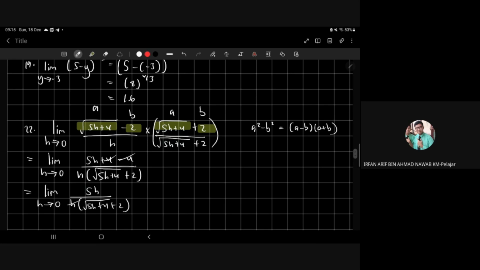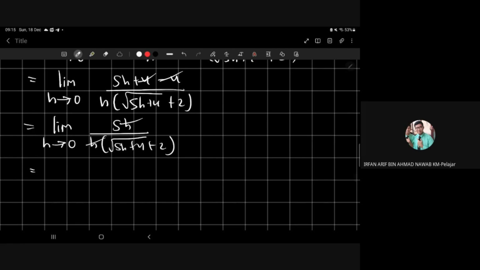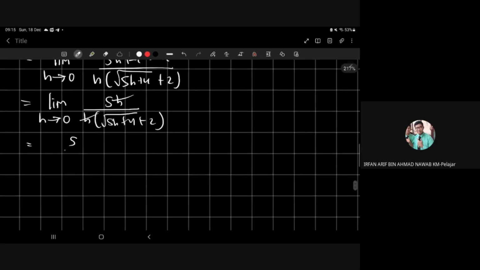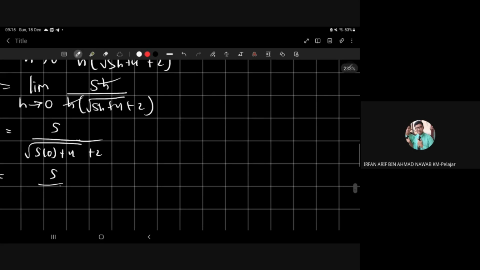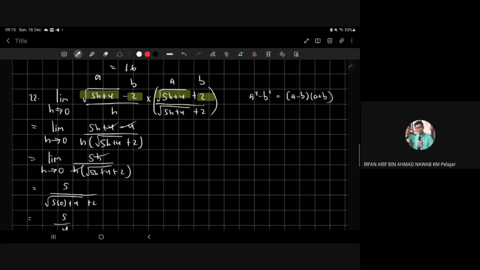Then from here, you could simplify it since our numerator and our denominator have a common factor. And then from here, you can directly substitute into this function. So you will get 5 over the square root of 5 multiplied by 0 plus 4, plus 2, and then you will get 5 over 4. Okay, just like that. So here is one of the examples where directly substituting will not get you the right answer for the limit. So you have to factorize it, or rationalize it, or multiply it by its conjugate. Then you will get the answer, right? Hopefully there are no issues regarding it.